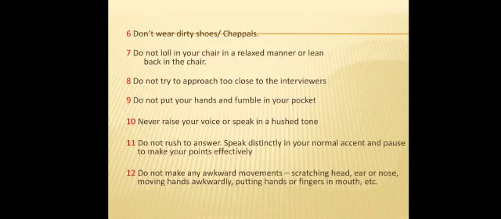If there are coins in that particular pocket and it creates some sound, some noise, it gives a very wrong impression of you. It looks very awkward. We need to avoid such kinds of incidents.